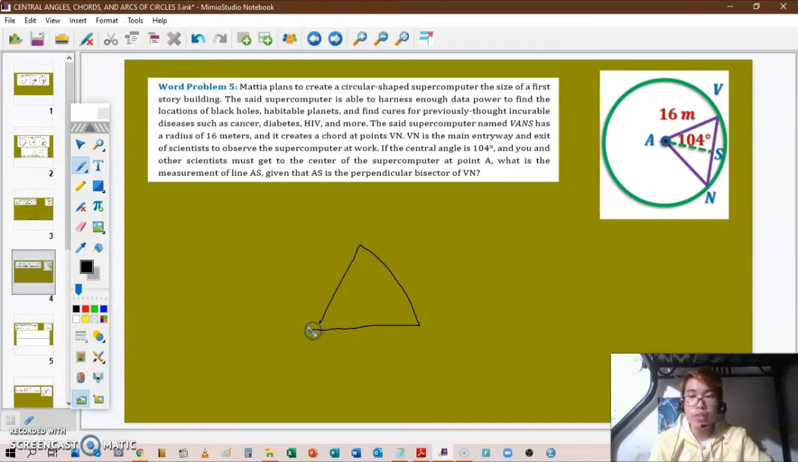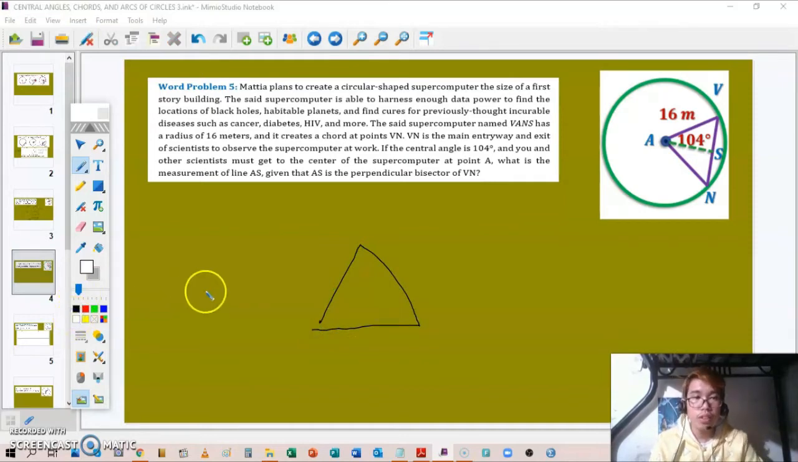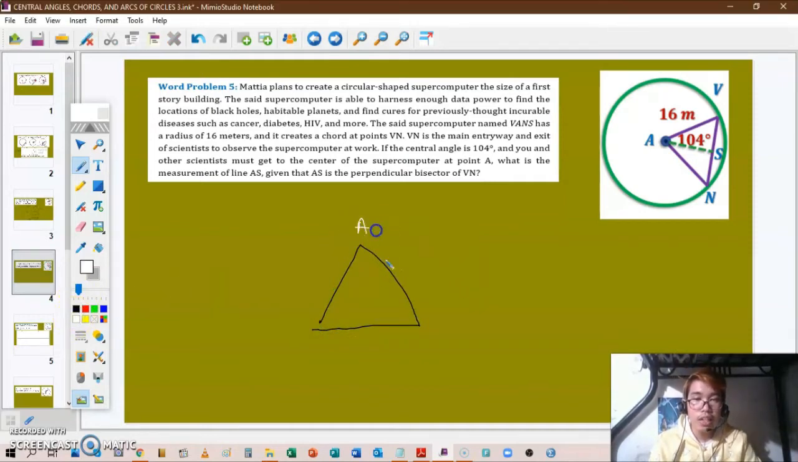So let's use white. We have here A and then S, so that's the perpendicular bisector that we have here, and we also have V and then N. Our central angle is 104 degrees here, and we have a radius of 16. To get the measurement of AS, we can use the Pythagorean Theorem. Before we can use it, we first have to find the value of Vn.